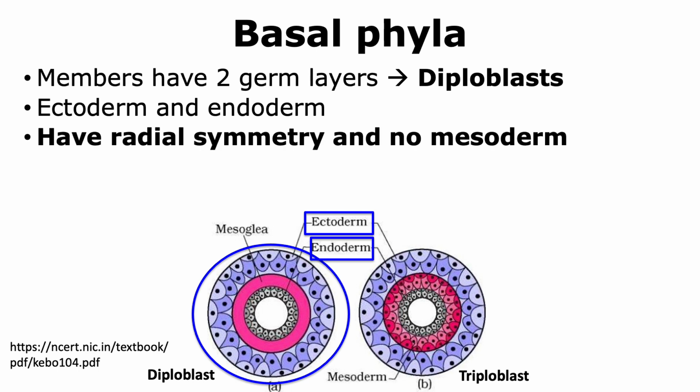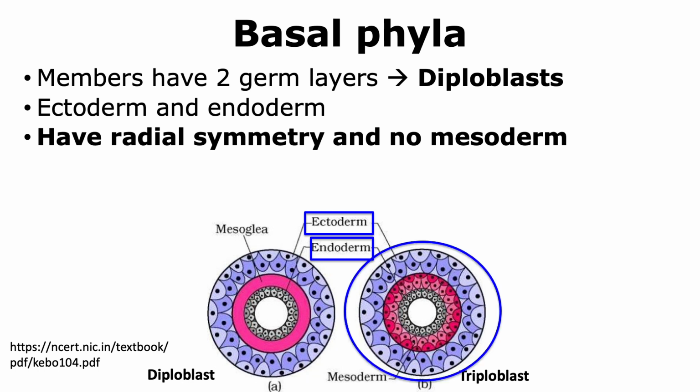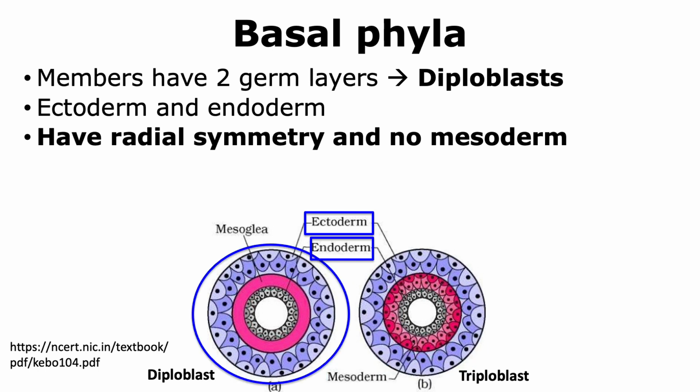Now, members of the basal phyla show radial symmetry, which means they don't have a right or a left part. They're radially symmetric, and hence there are many axes of symmetry that can divide the organism. They also do not have a mesoderm. So if we go back to the figure, the one to the right shows the body plan of a triploblast. And there in shades of red, we can see the cells that form the mesoderm. This germ layer is absent in the diploblasts.